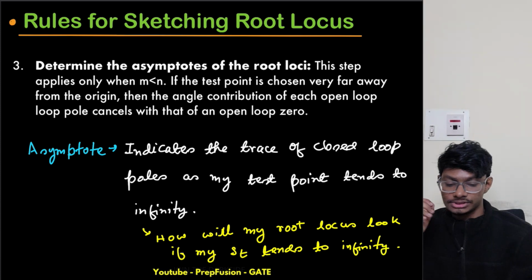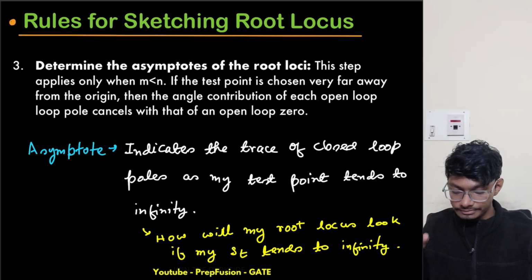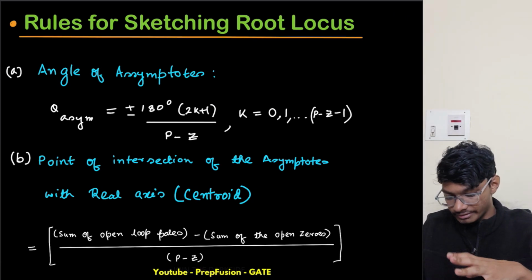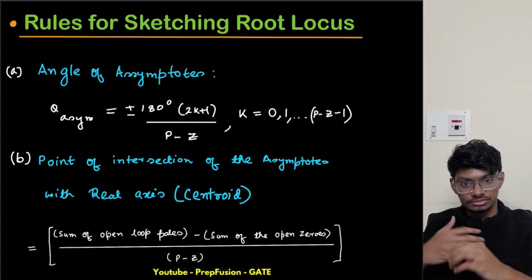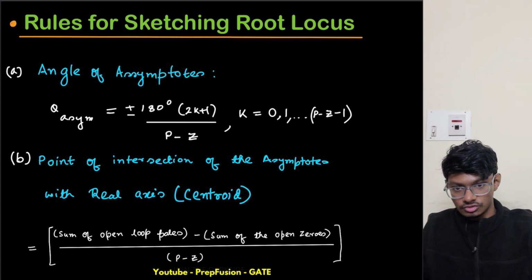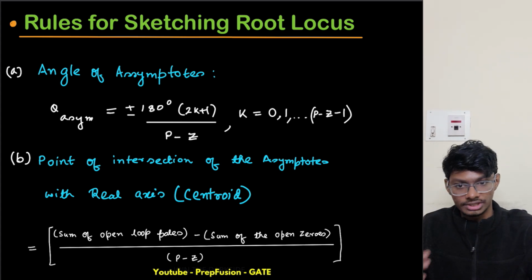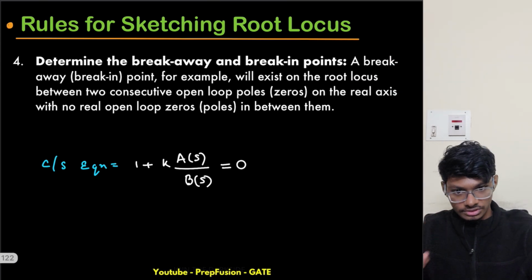So this is one important point about asymptotes. Now, there are the angle of asymptotes and the point of intersection of asymptotes. We will understand these once we solve one question. These are the formulas, and I will also give you a bit of intuition about how these formulas came up, without going too much into detail.